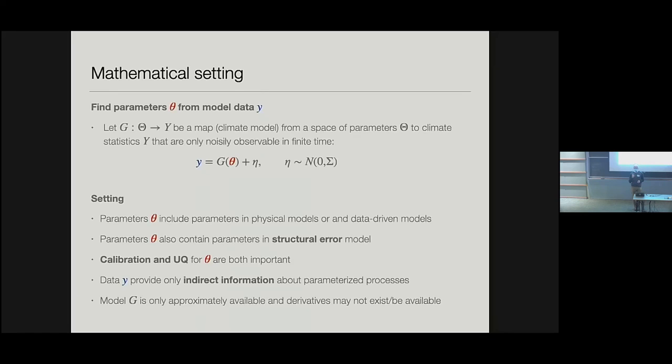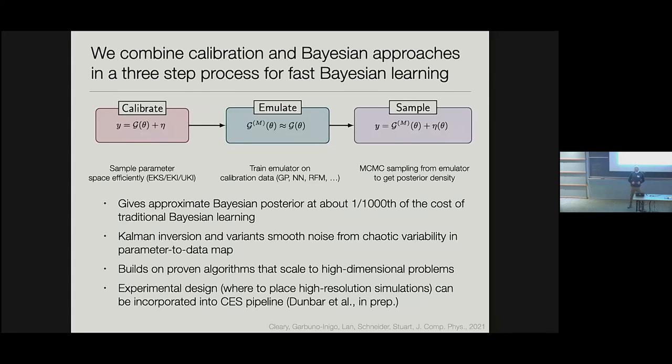We generally do not have derivative information about the model, or do not want to have it perhaps if it's complicated to get. And we want both to calibrate the parameters and quantify uncertainties. And the data, Y, only provide indirect information about the processes in which these parameters appear. So that makes it a bit challenging in some ways. And the way we have come up with to solve this problem in a way that's doable for a climate model is the following. It's an algorithm we call calibrate, emulate, sample.